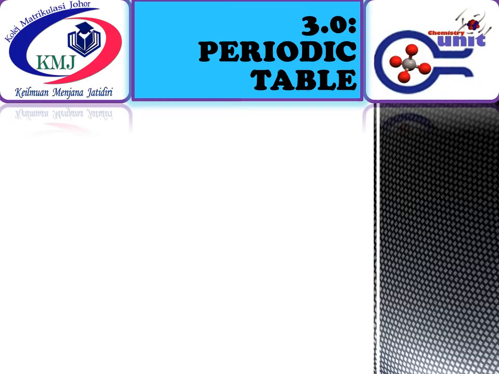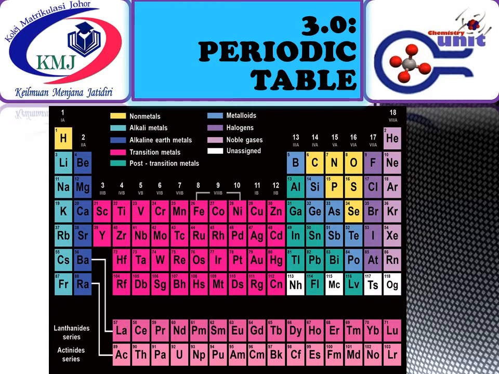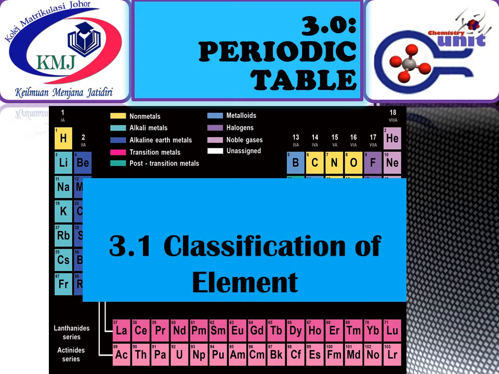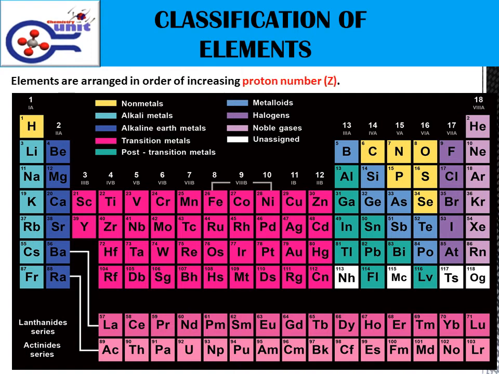Chapter 3: Periodic Table. 3.1 Classification of elements. In the periodic table, elements are arranged in order of increasing proton number. Example: the first element, hydrogen, has proton number 1, the second element, helium, has proton number 2, the third element, lithium, has proton number 3, and so on.